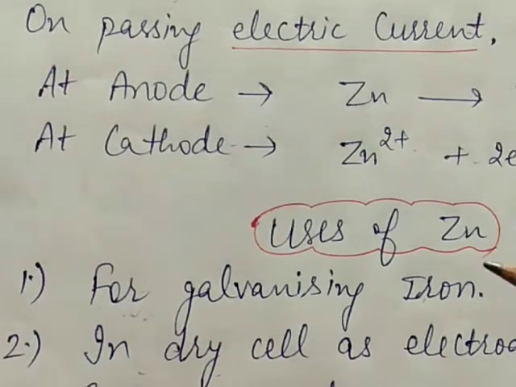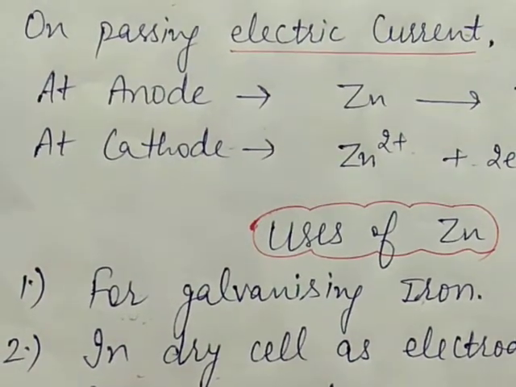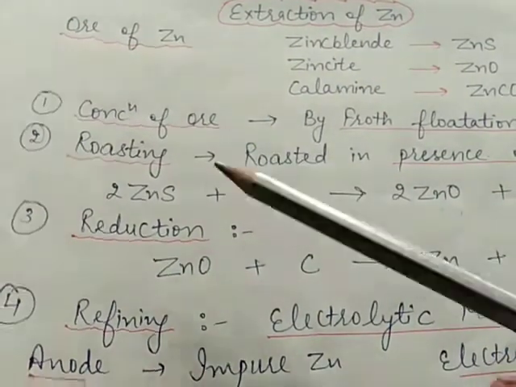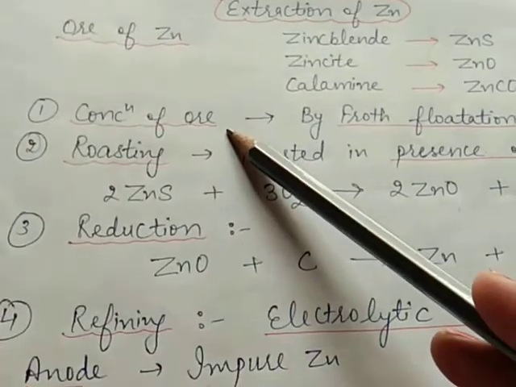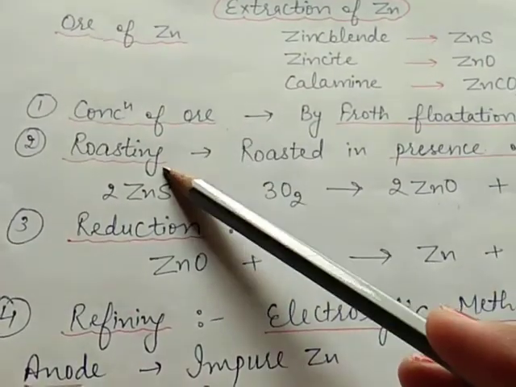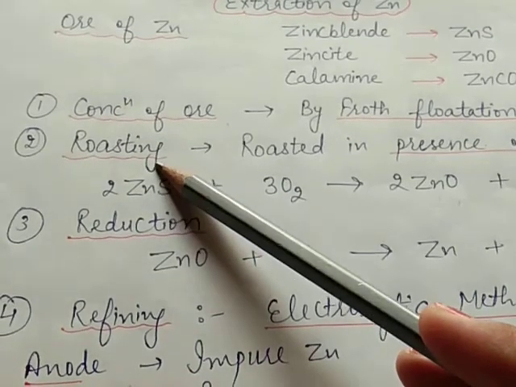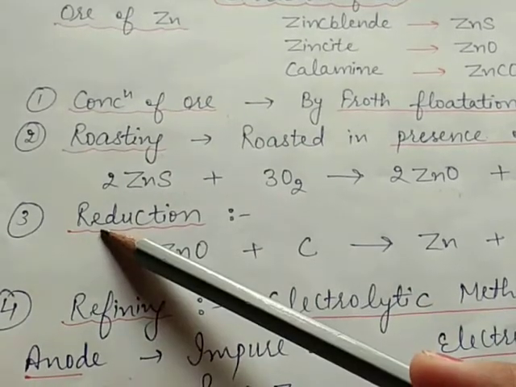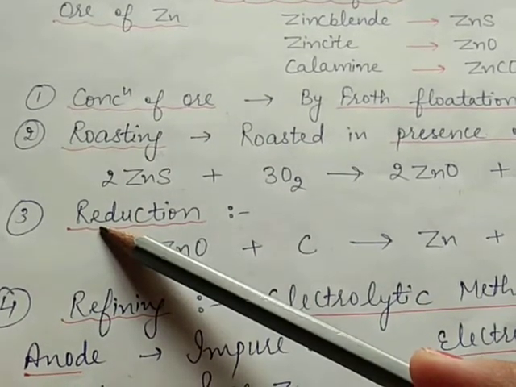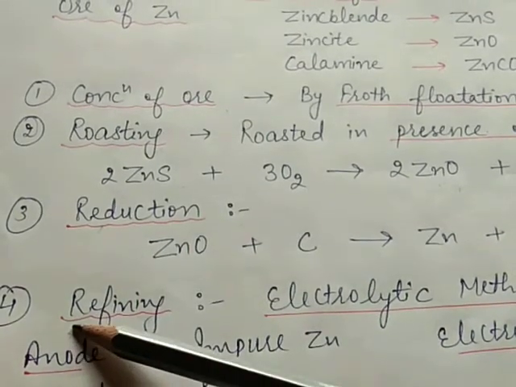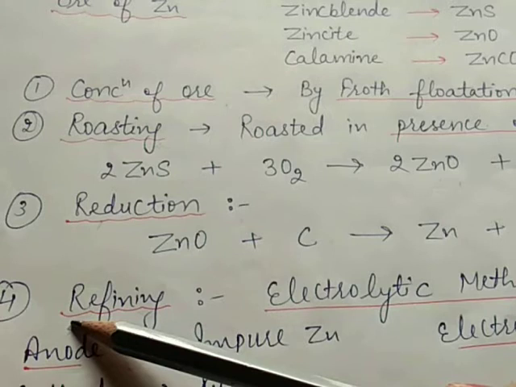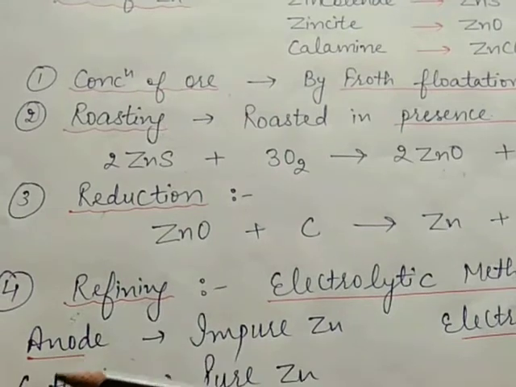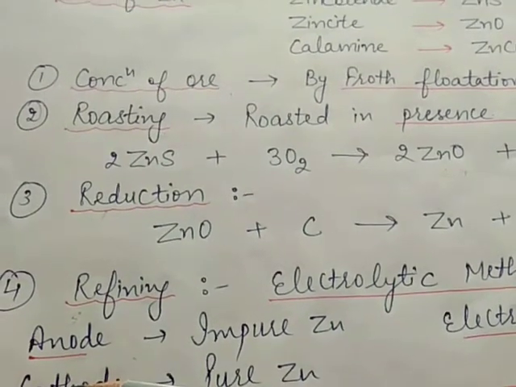Now this is the process of extraction of zinc. It involves 4 steps. First, concentration of ores by the flotation method. Second, roasting takes place in presence of air, and third is reduction by carbon, that is called smelting. Fourth is refining. This is electrolytic refining. Refining takes place in presence of electric current. After that, the pure zinc is formed.